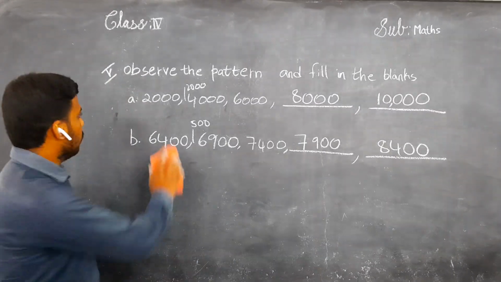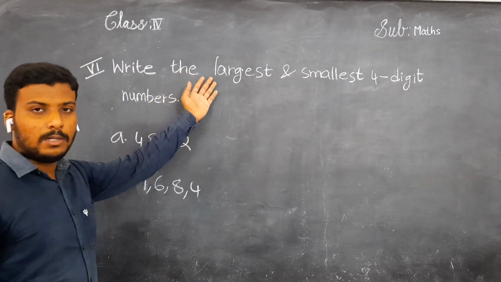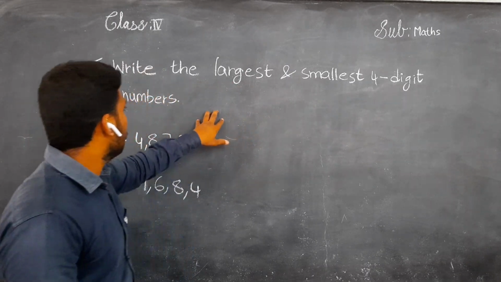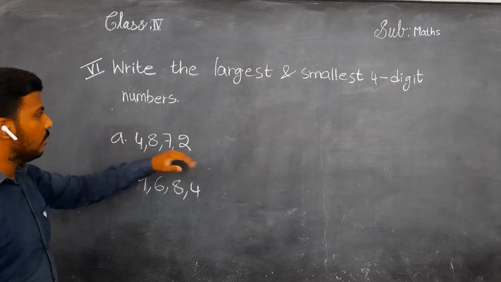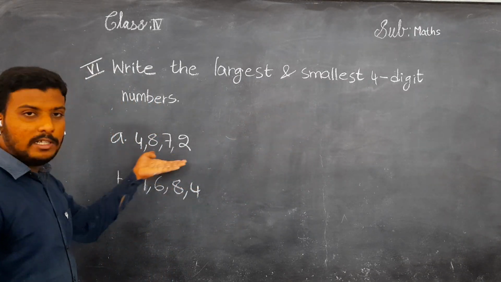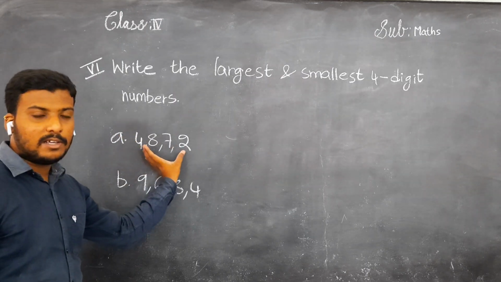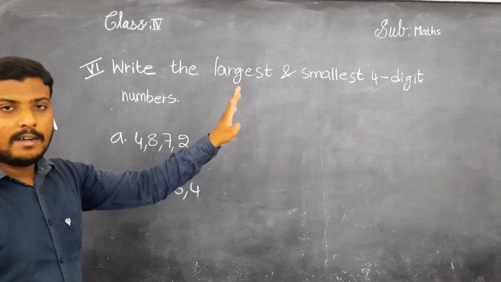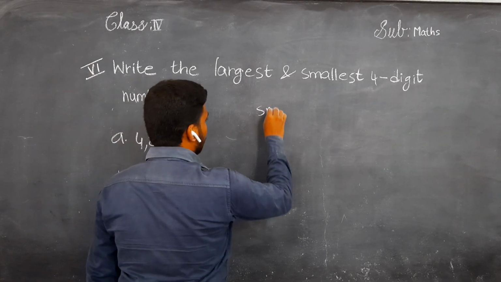Okay, children. This is the last problem from the revision exercise. Write the largest and smallest 4-digit number. They said that by using these numbers, 4, 8, 7, 2, write the smallest and biggest 4-digit number, because there are only 4 digits here: 2, 7, 8, 4. Understand, children? By using these digits, you form the biggest 4-digit number, and at the same time the smallest 4-digit number. For this, first of all, we will see the smallest number.